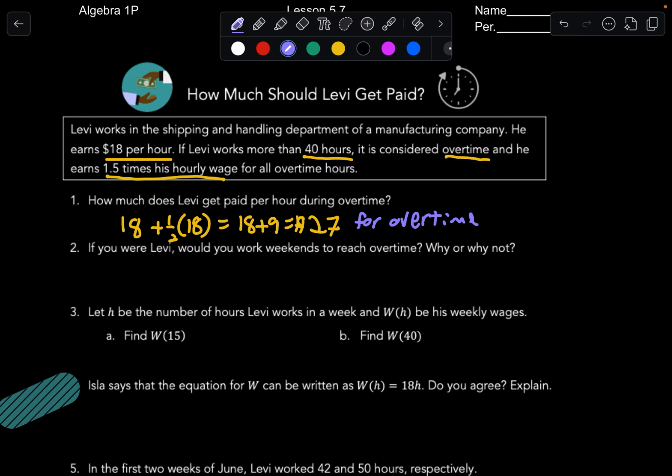If you're a kid and you'd rather, or not a kid, but just someone who doesn't have the need for a lot of money necessarily, you may choose to spend your weekends doing your own thing and not earn overtime and just live off the amount you would get paid for a 40-hour week. So it depends on your situation. Personally, I'm all about making more money. So put down what you think.